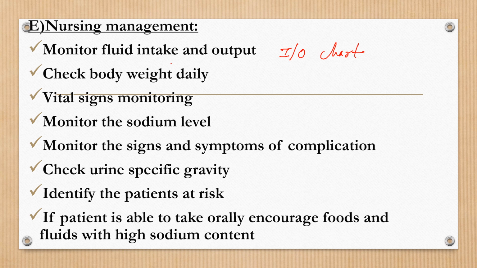Then check the body weight daily. Then vital signs monitoring. Serum sodium level should be monitored. Then monitor signs and symptoms of complications. Then check the urine specific gravity. Identify the patient at risk. Also, if the patient is able to take orally, encourage foods and fluids with a high sodium content.